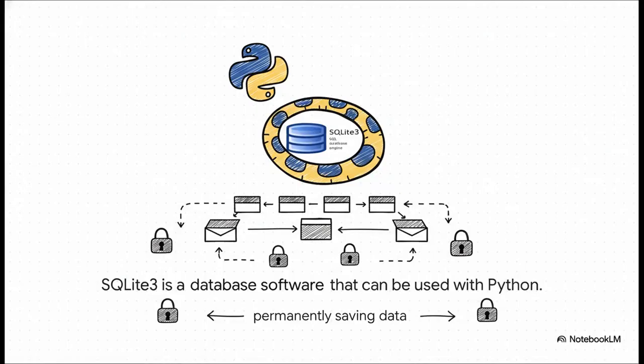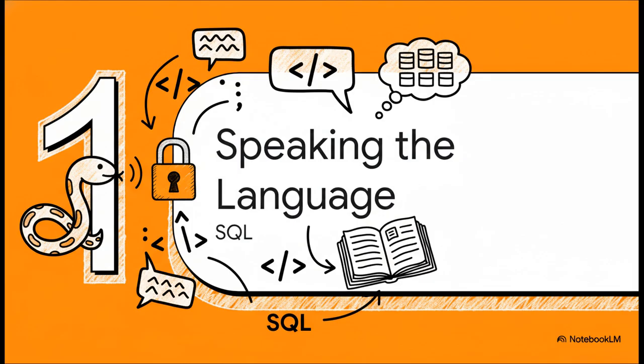Well, the answer is a database. And the fantastic news is that Python comes with one built in, right out of the box. It's called SQLite3. What makes it so perfect for us is that it's serverless. All that means is your entire database is just a single file sitting on your computer. That's it. No complicated servers, no crazy setup. Super simple.